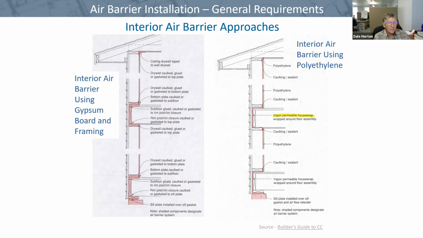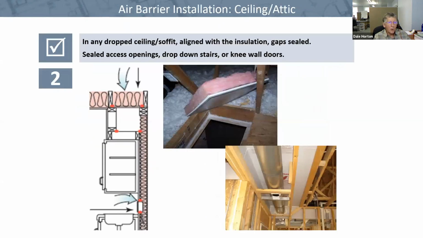Gypsum board is just fine as a class 2 vapor retarder and as an air barrier, as long as you seal it at the top and bottom plates and whenever there's a penetration. So you can use either the drywall-based or the polyethylene-based approaches to creating an air barrier. Both satisfy code.